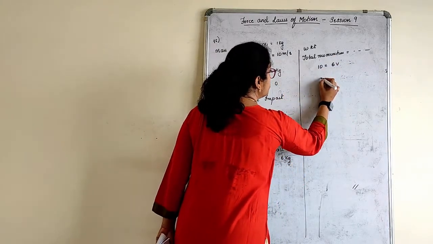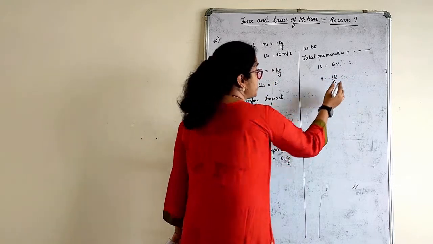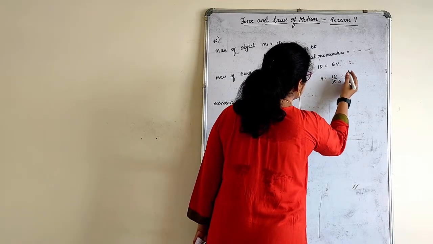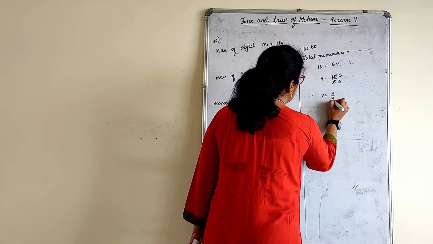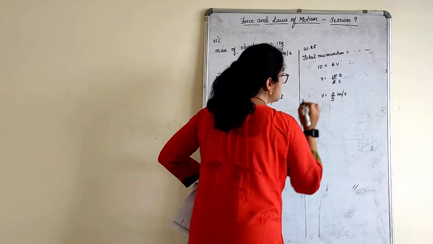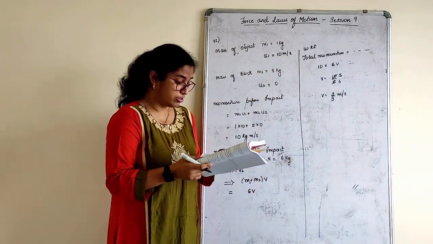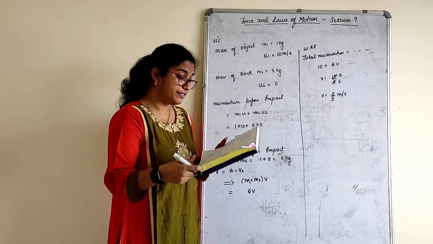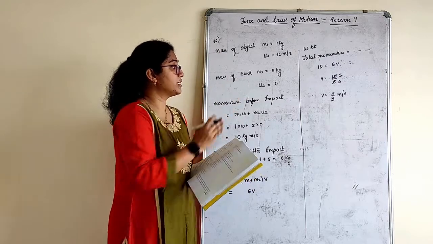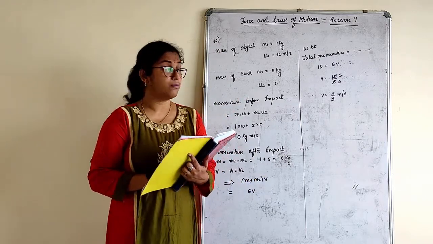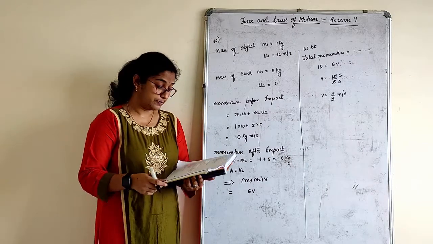Please write the statement, children. V is equal to 10 by 6. 2 3s are 6, 2 5s are 10. Velocity is equal to 5 by 3 meters per second. Want to keep in fraction, you can keep it. Want to keep in decimal also, you can keep it. Further, anything if they have asked here? Also calculate the velocity of the combined object. Therefore, the velocity of the combined object after the impact will be 5 by 3 meters per second.